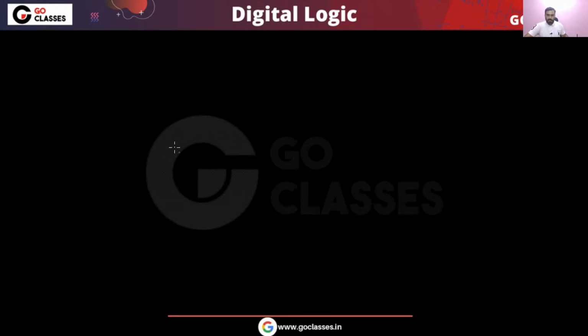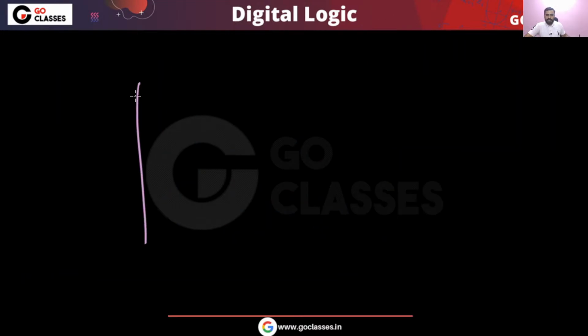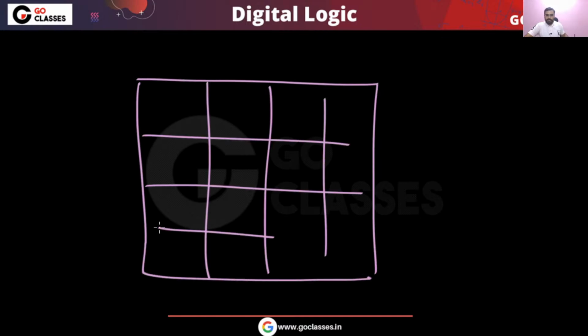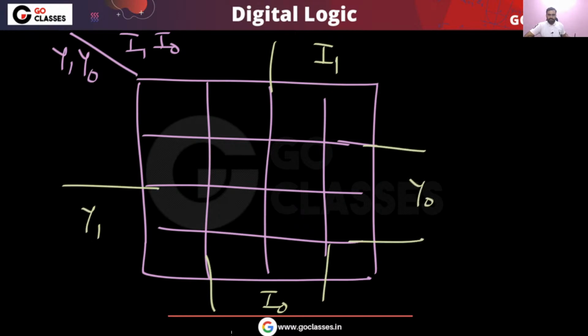Now let me make the K-map. I can directly make the K-map. I don't need this truth table. So let's make the K-map directly. In the K-map, you have I1, I0, Y1, Y0. This is the area of I1, this is the area of I0, this is the area of Y1, this is the area of Y0. So let's fill this table.